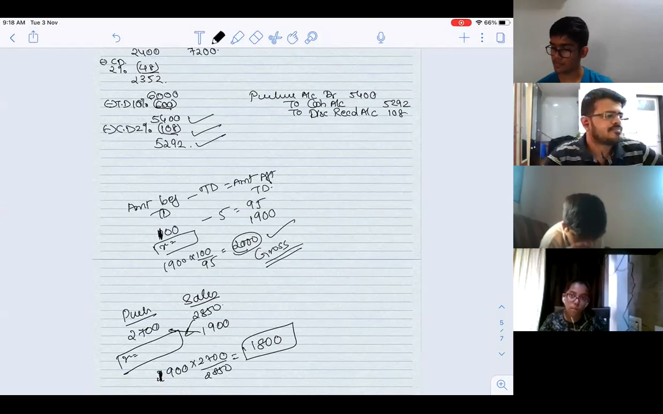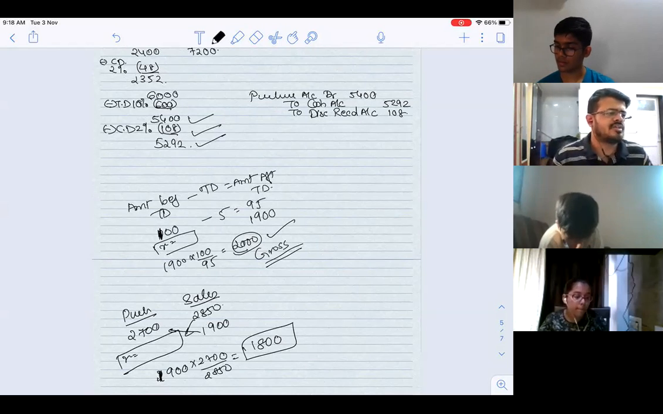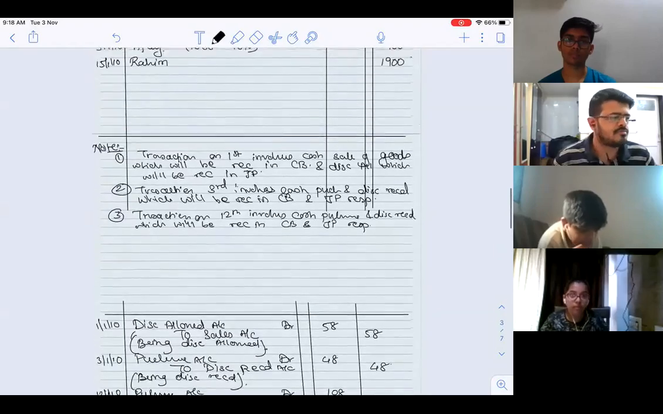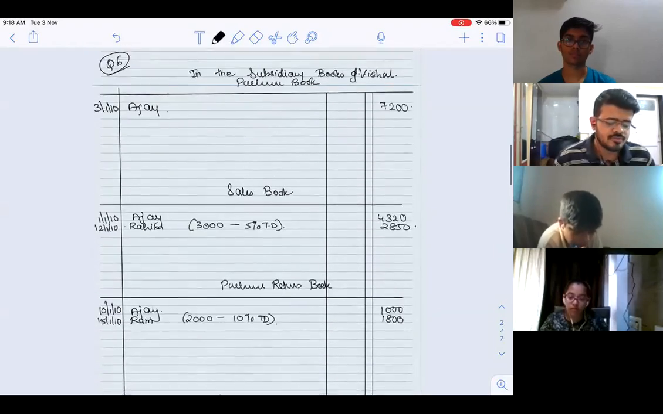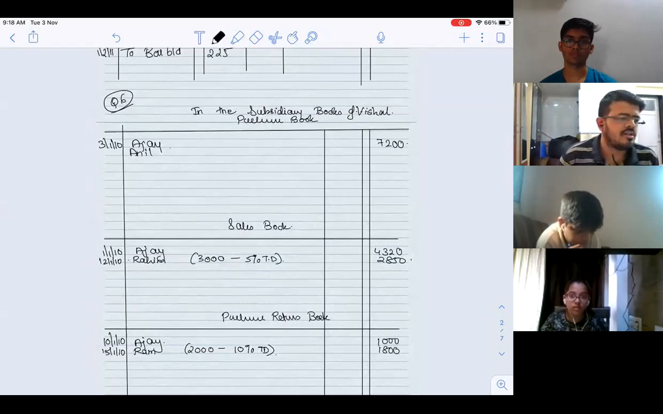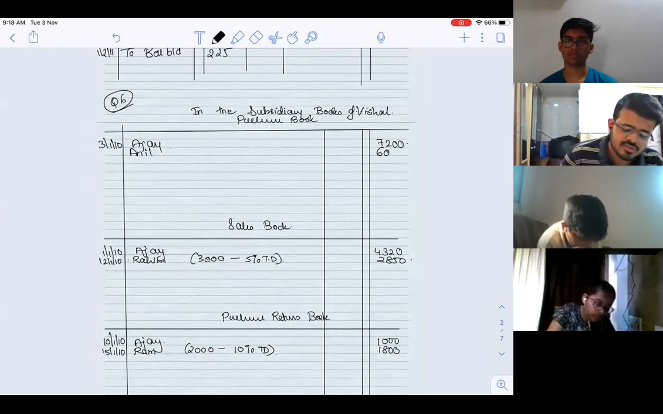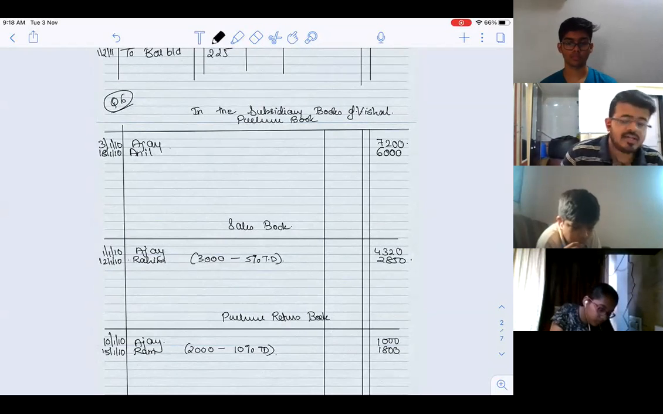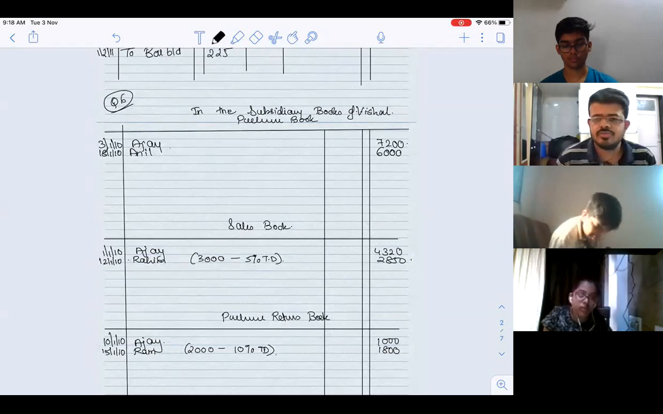Next one, Vishal purchased goods of 6,000 from Anil and asked him to dispatch to Sunil at 1/3 profit on cost. Vishal purchased from Anil. So which book? Purchase book. Anil, amount is 6,000. It's on credit. Date is 18. Asked him to dispatch to Sunil. So which book?